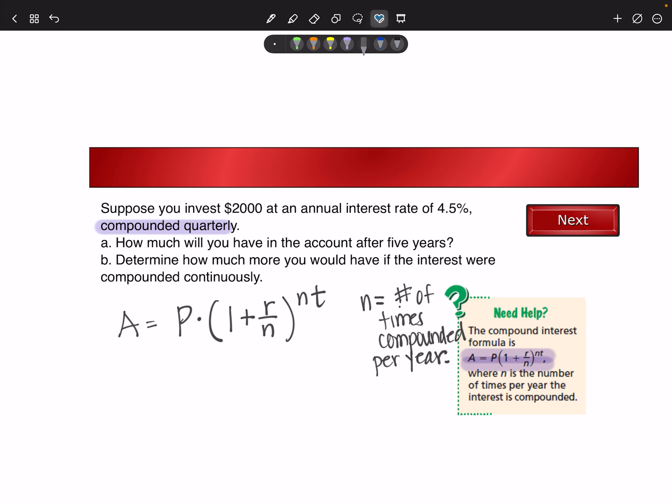So compounded continuously means that they're constantly earning or paying you interest on your deposit. Quarterly means they're only going to look at your account 4 times per year. Quarterly would be 4 times per year. So we invest 2,000. The annual interest rate is 0.045.